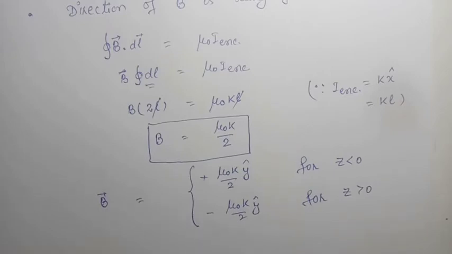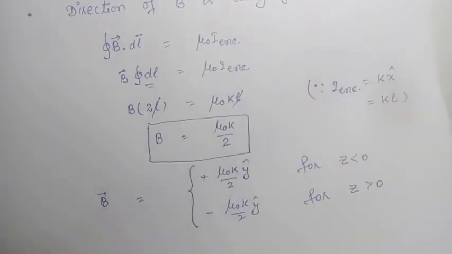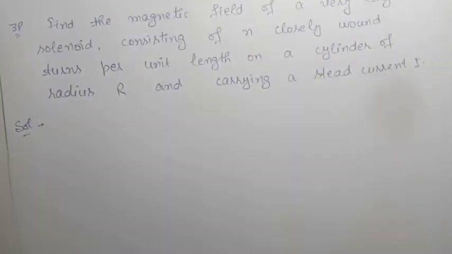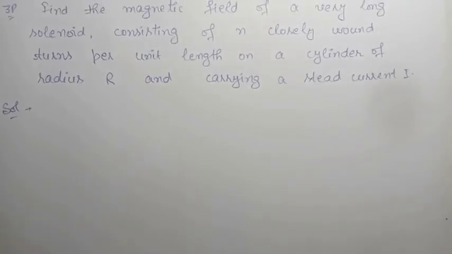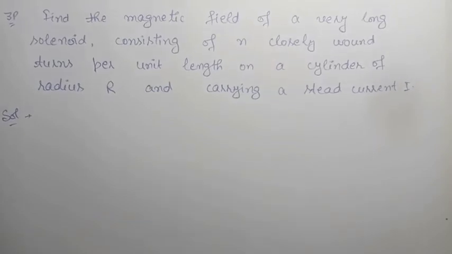Next, in the next problem, we will find the magnetic field of a very long solenoid consisting of n closely wound turns per unit length on a cylinder of radius r and carrying a steady current I.